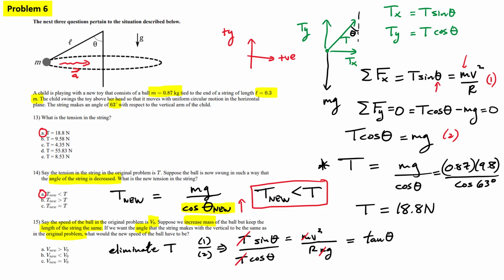All right, so the goal is to find what this new speed is going to be. Well, let's get speed by itself. You have to bring r and g to the other side, and then take the square root. So this is what the expression for the speed looks like for the ball traveling at any angle.